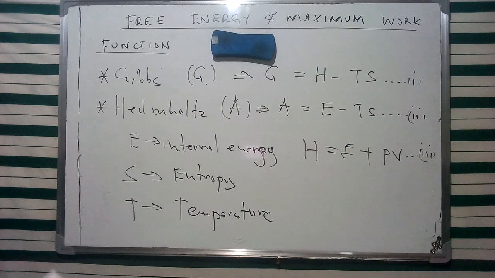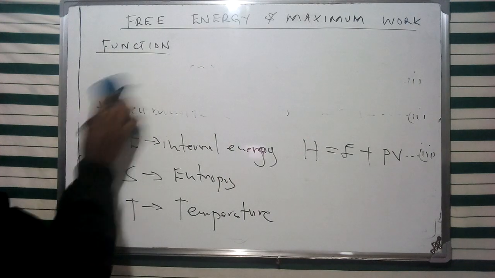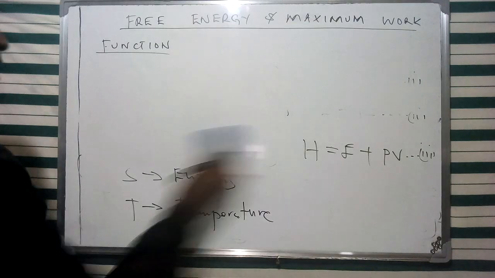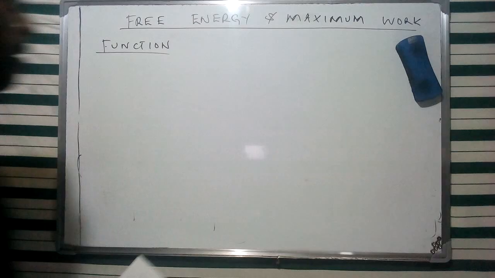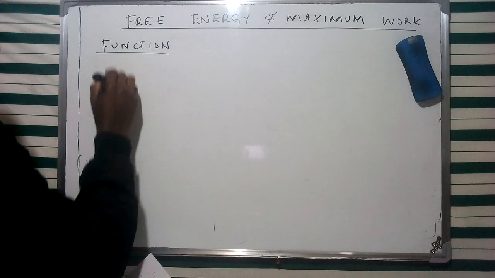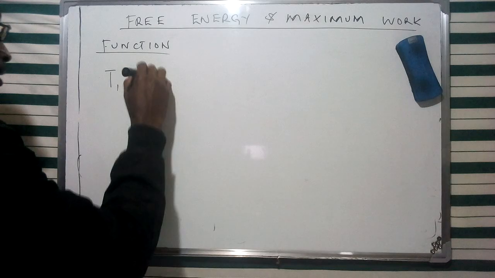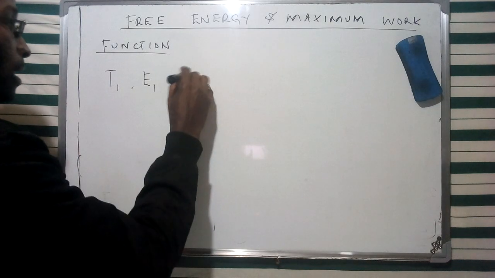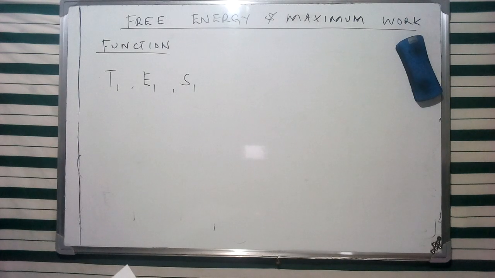Now, if we look at the specific changes which are going to occur in the representation of these functions, especially the functions which assist us in determining spontaneity and equilibrium, we can indicate the representation for a particular function at temperature 1, with internal energy E1 and entropy S1, the initial entropy in this case. So these are going to be given as an equation.